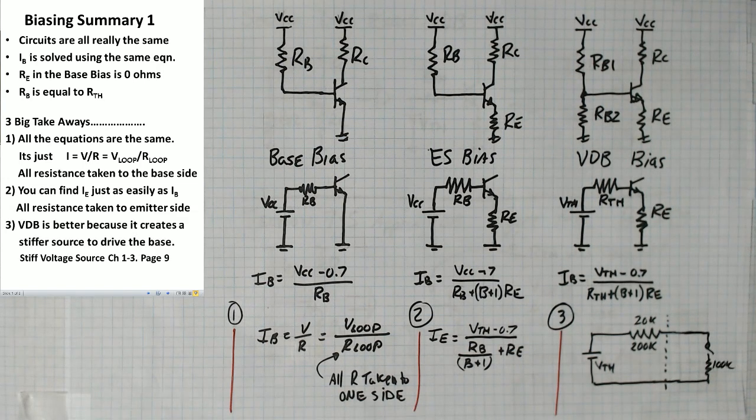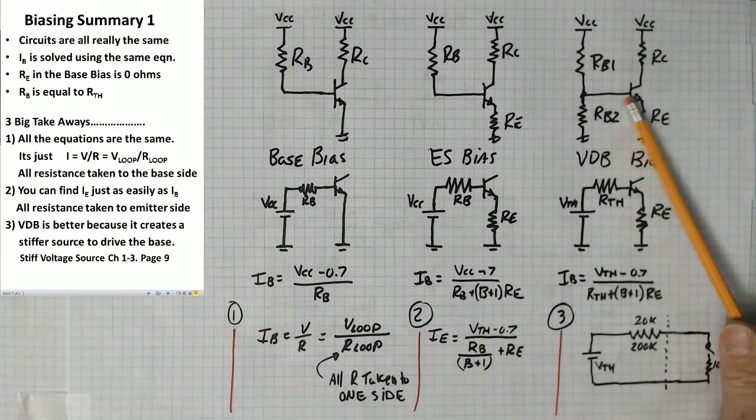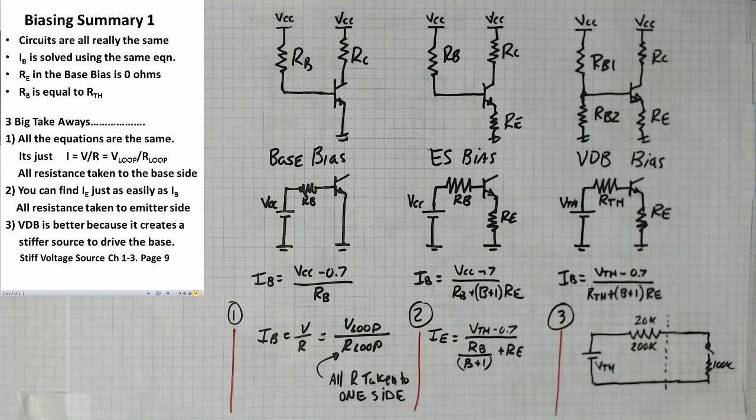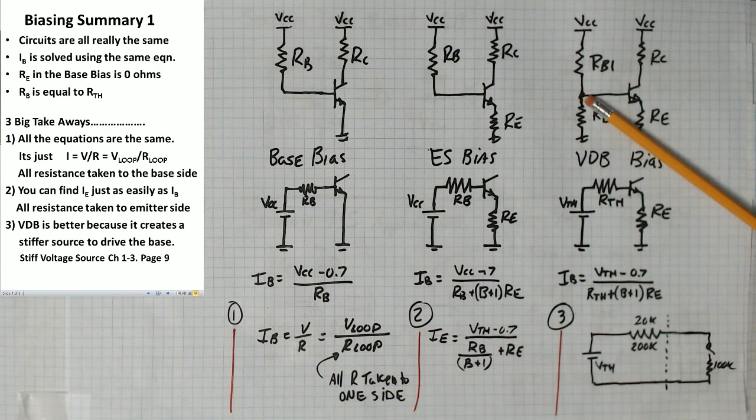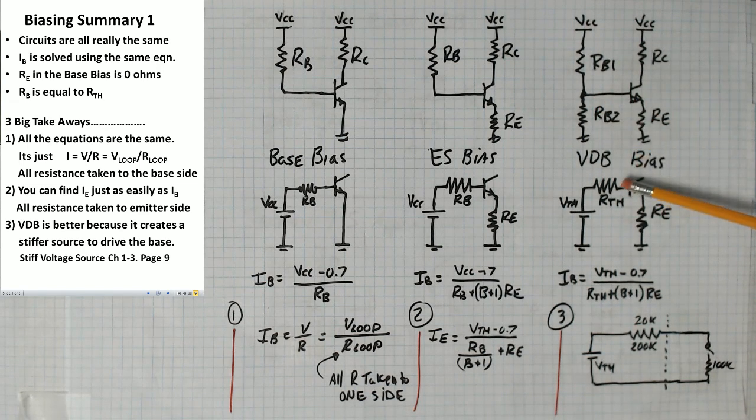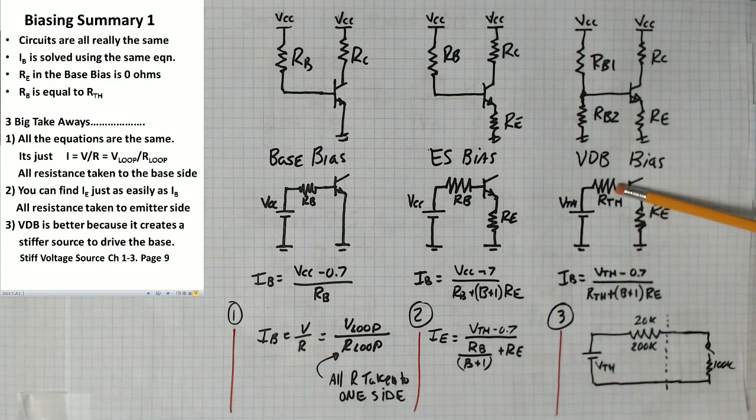Number 3, voltage divider bias is better because it's got 2 resistors instead of 1. So that makes it twice as good, right? The answer to that is no. The only real advantage to voltage divider bias, the only reason it's better, is that when I use a voltage divider like here, I can use lower resistor values, which results in a lower base drive resistance.